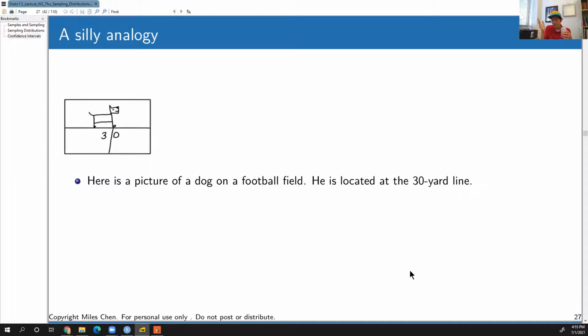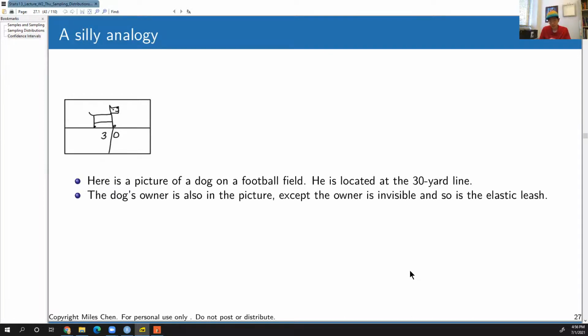So put that thought on hold and behold my beautiful artwork here. This is going to be a silly analogy. This is a picture of a dog on a football field, and this dog is at the 30-yard line. But more impressive about this dog is that the dog's owner is also in this picture, except the owner is an invisible man. It's an invisible owner, and there's an elastic leash that's also invisible. I know it's ridiculous, just go with it.